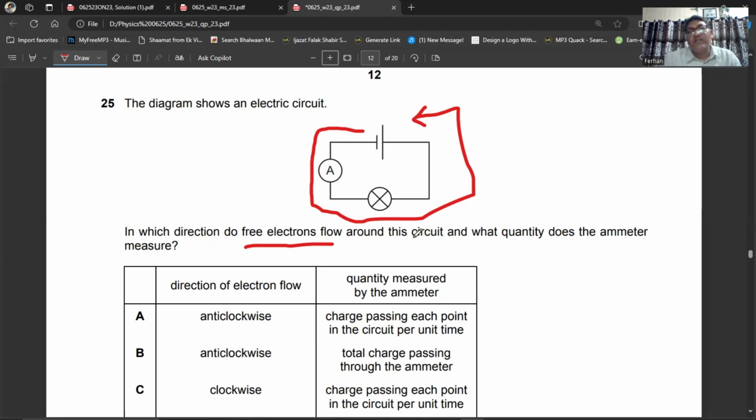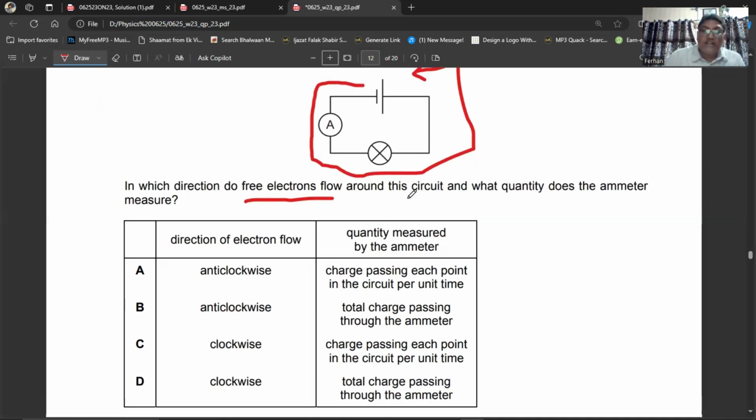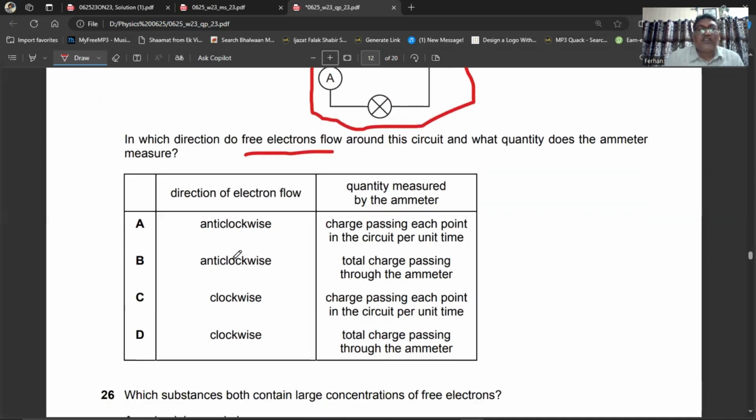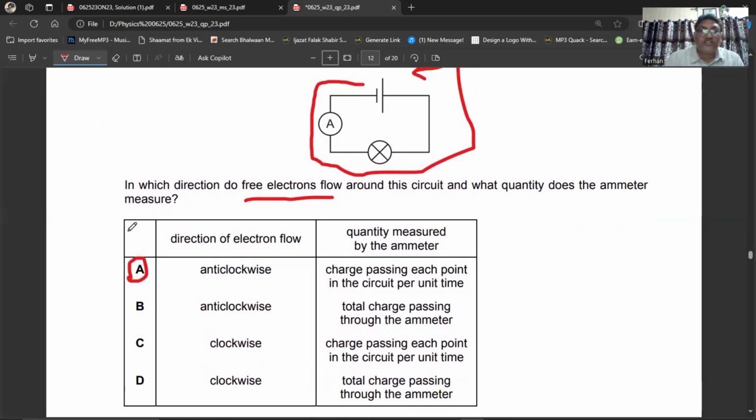So the free electron flow will be anti-clockwise. Sorry, this is not clockwise, this is anti-clockwise. And the ammeter measures the amount of current, which is the charges flowing per unit time. So what are the options? The direction of the electron flow will be anti-clockwise, yes. And the charges passing each point in the circuit per unit time. Yes, that's the definition of the current. So I think without doubt, A is the right option, sir.